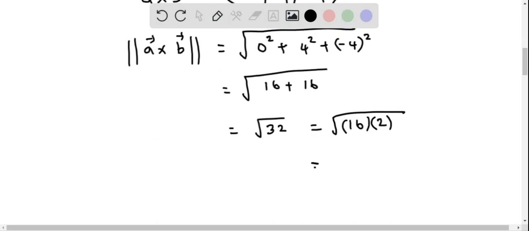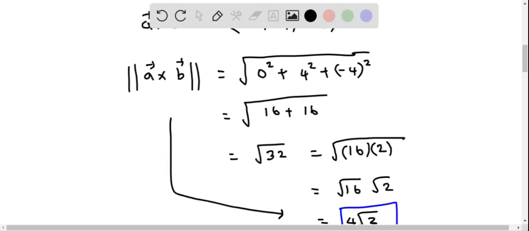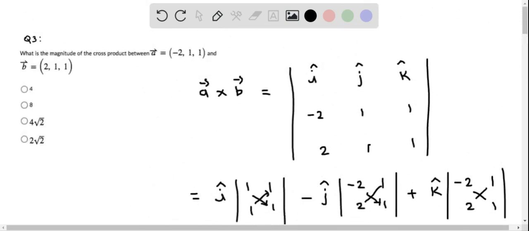And so we can write this as a product of two radicals, that is, square root of 16 times square root of 2. And square root of 16 is 4, multiplied with root 2. So therefore 4 root 2 is the magnitude of the cross product between A and B. This is this one. And so we choose this answer choice, 4 root 2.